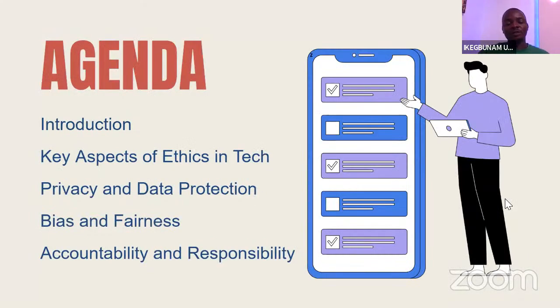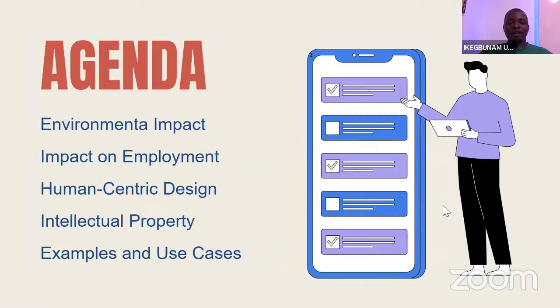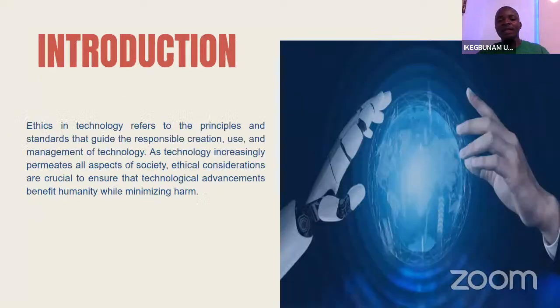So these are the things we're going to be covering today. We're going to be covering the key aspects of ethics in technology, privacy and data protection, bias and fairness, accountability and responsibility, environmental impact, impact on employment, human-centric design, intellectual property, examples, and use cases. So let's get to work.